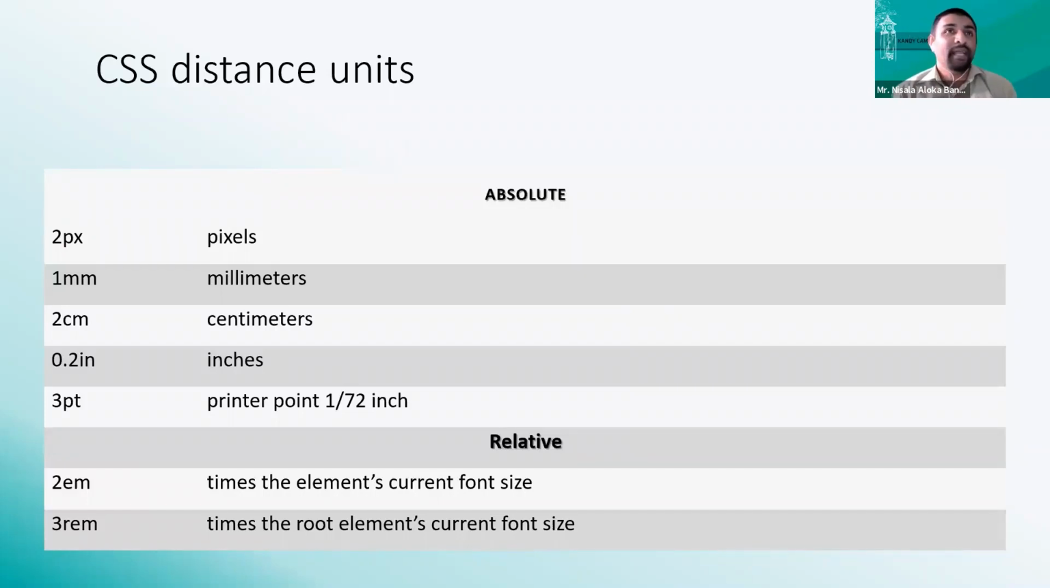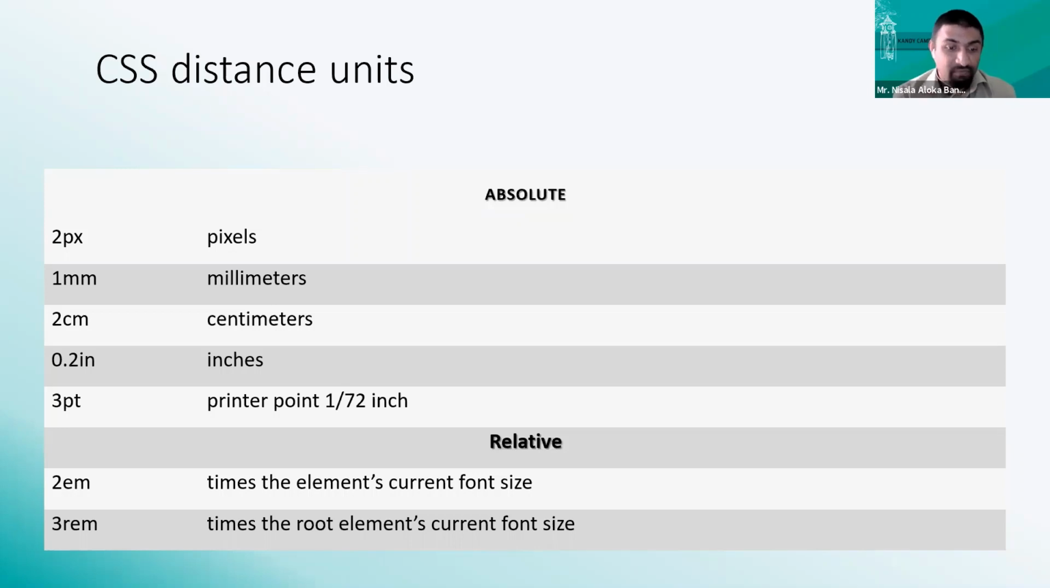Okay. So when it comes to CSS, these distances or sizes can be given in multiple different units. They can be given in pixels. You can say 2px, then the CSS system will know you are talking about pixels. Or you can do it in millimeters, centimeters, inches, points. Or you can have some relative measurements, EM and REM.